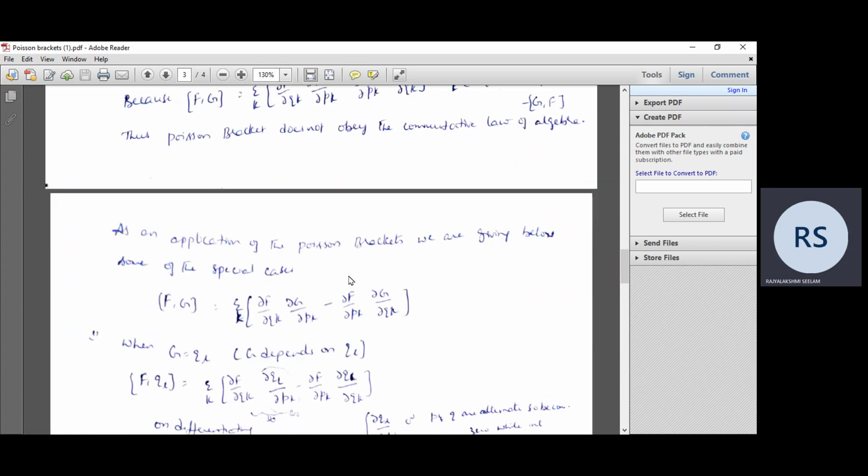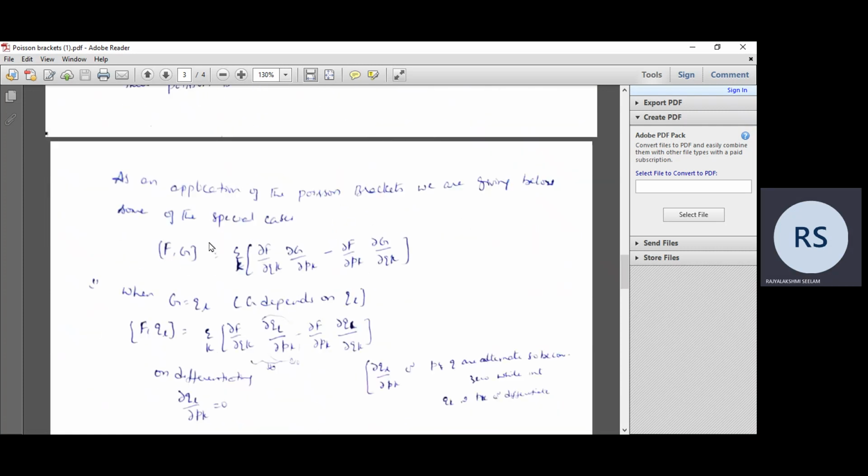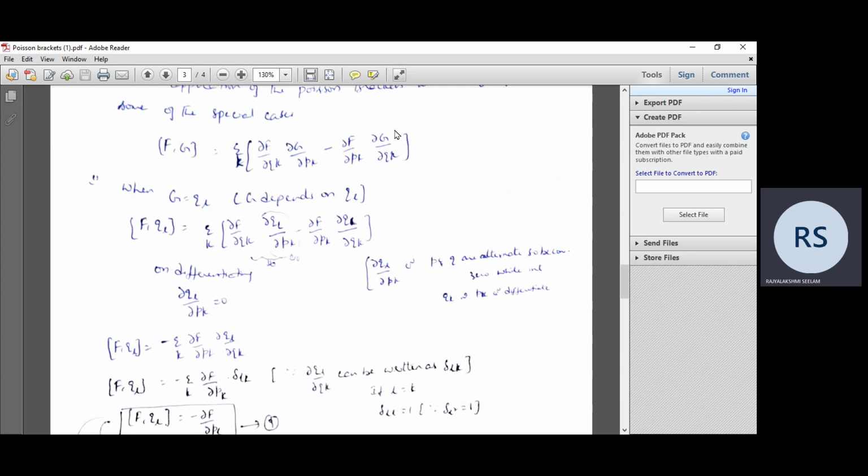So as an application of the Poisson brackets, we are giving below some of the special cases. Here this is the Poisson bracket, f comma g equals sigma k dou f by dou qk dou g by dou pk minus dou f by dou pk into dou g by dou qk. So when g equals ql, that means here g depends on ql.